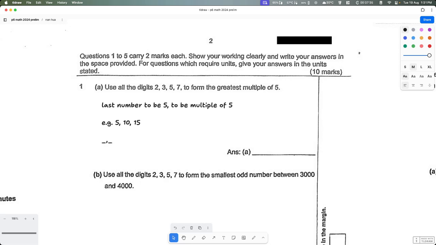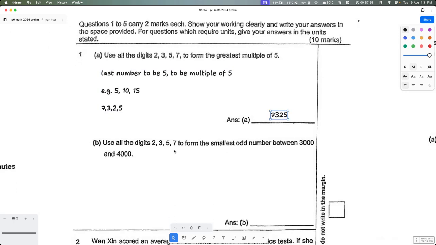So what will be the largest number? It should be 7, then 3, then 2. So the answer to this question is 7325. There you go. That's your answer.